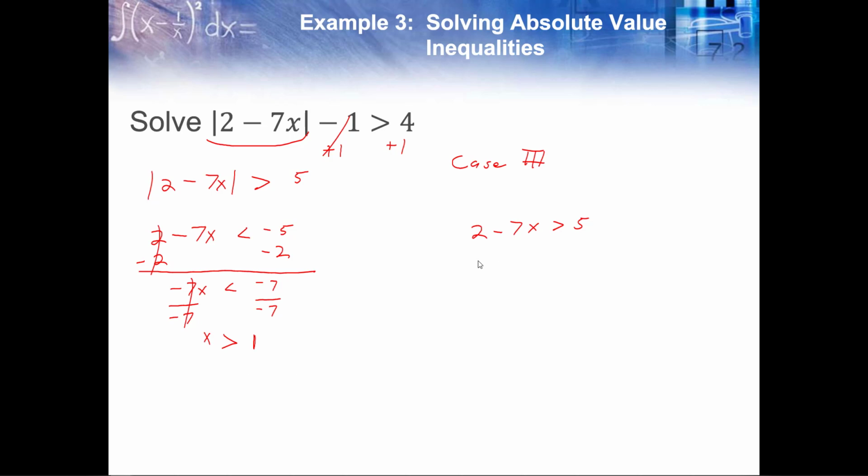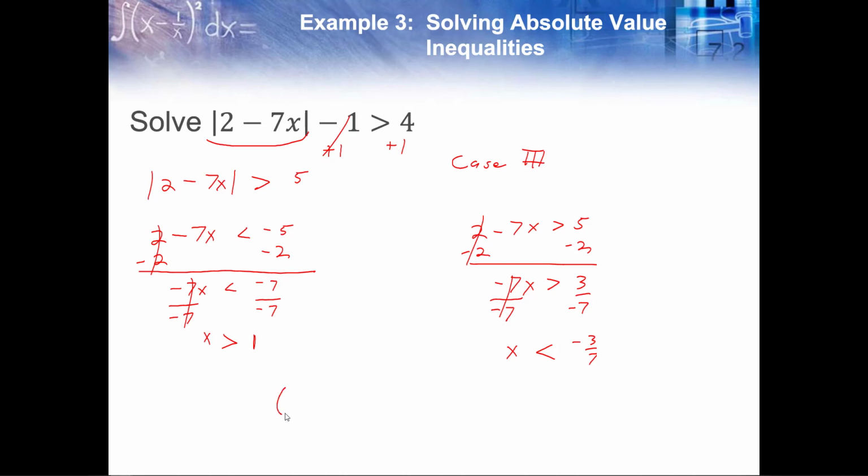Let's go over here. Once again, I want to subtract 2 from both sides. -2, -2. The 2's cancel. I will have -7x is greater than 3. Once again, I have to divide both sides by -7 to get rid of the coefficient. Since I am dividing by a negative number, I need to change the direction of the inequality. These will cancel. I am left with x, and then over here I have -3/7. So I have x is less than -3/7 as one of the solutions.